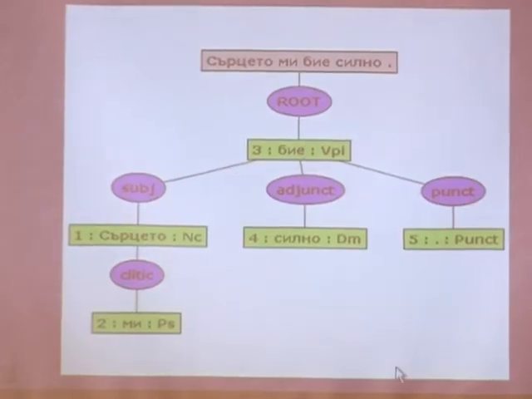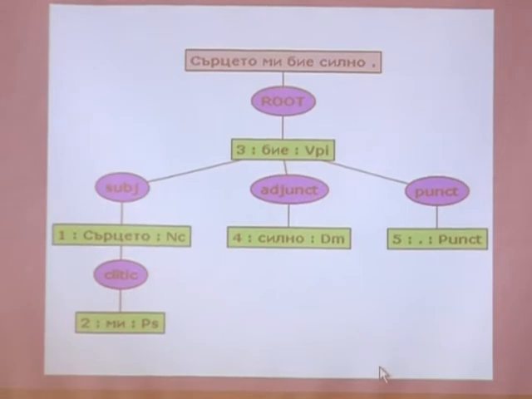And the next graphical view, I called it dependency leaf tree. Here you can see, of course, it's, I think, better readable. The root is the verb, and the subject depends on it, the adjunct depends on it, the punctuation depends on it, and the clitic depends on the subject. And here we have the morphological information also.